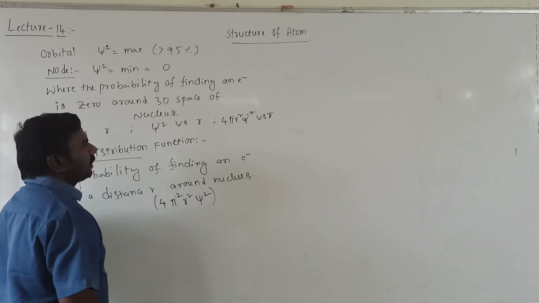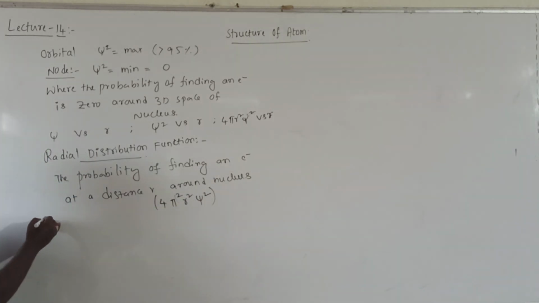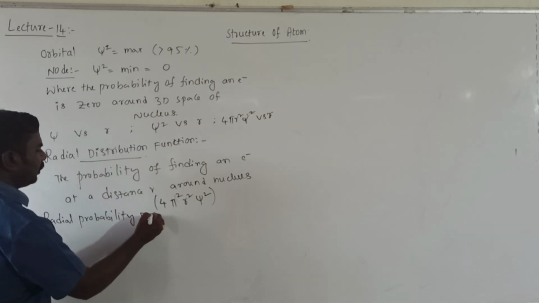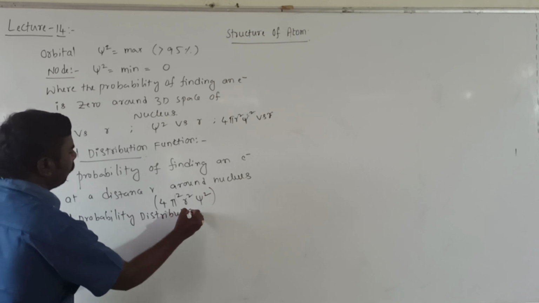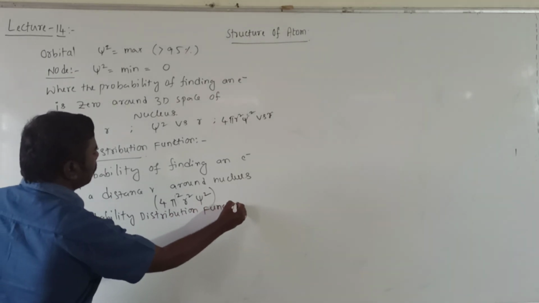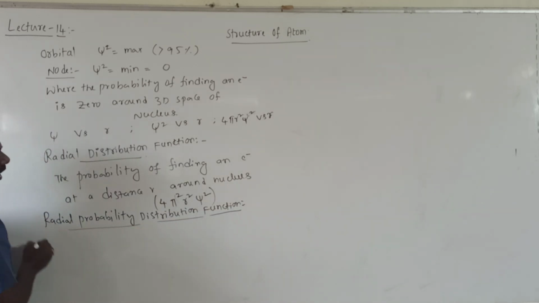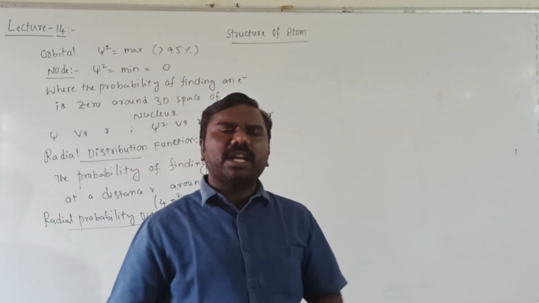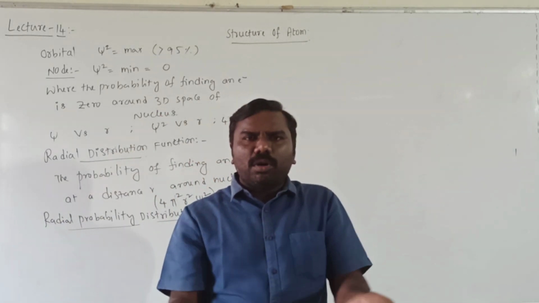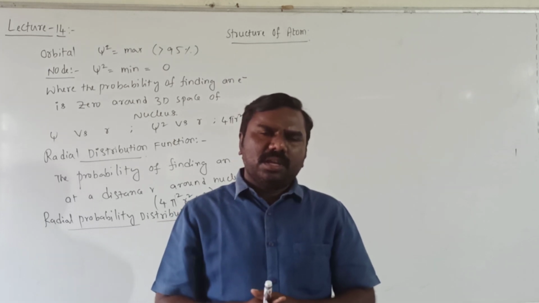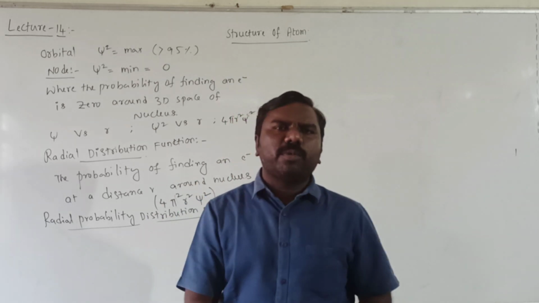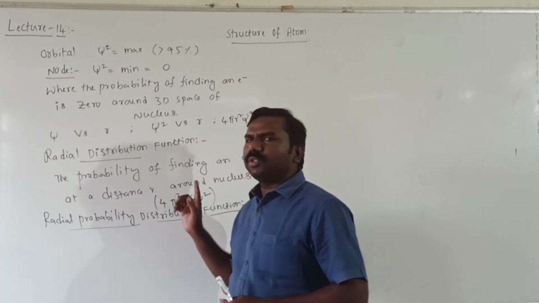Next one, radial probability distribution function. It is indicated as small d. It means the probability of finding an electron in a small radial volume around the nucleus at a distance r around the nucleus, called the radial probability distribution function.